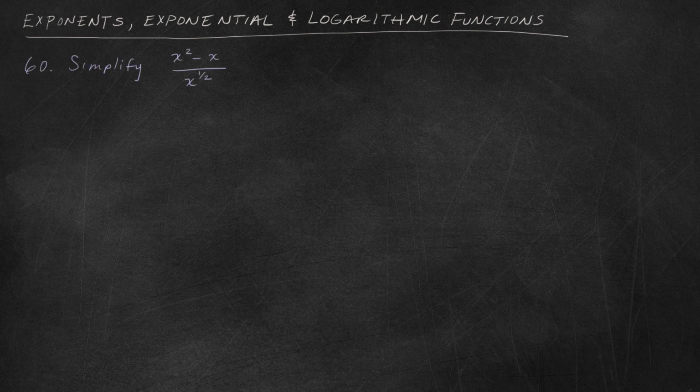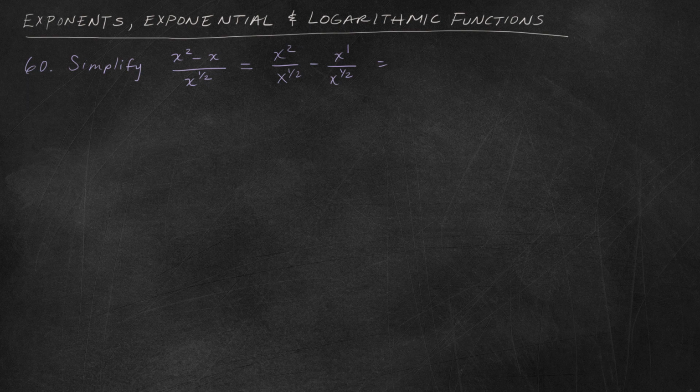We're starting with number 60, and we want to simplify the expression x squared minus x over x to the power 1/2. So I'm going to separate this into two fractions. We have x squared over x to the power 1/2 minus x over x to the power 1/2. And x by itself is the same as x to the power 1. So when we're dividing numbers that have the same base, we can subtract the exponents.